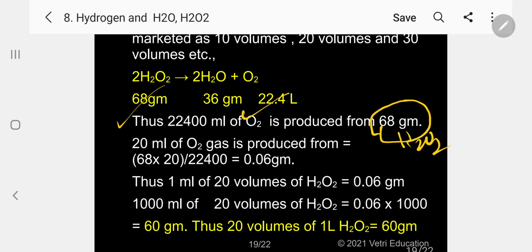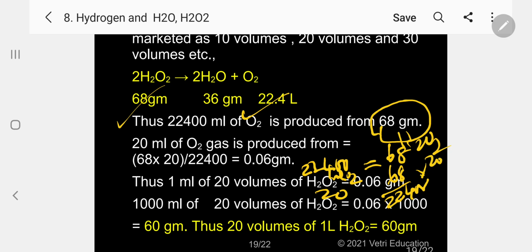I want to find out for 20 volumes. To produce 22,400 ml of O2, I need 68 gram. Suppose I want to produce only 20 ml, that is 20 volumes. So for 20 volumes, I write 68 divided by 22,400 into 20. If I calculate this value, the answer is 0.06 gram.